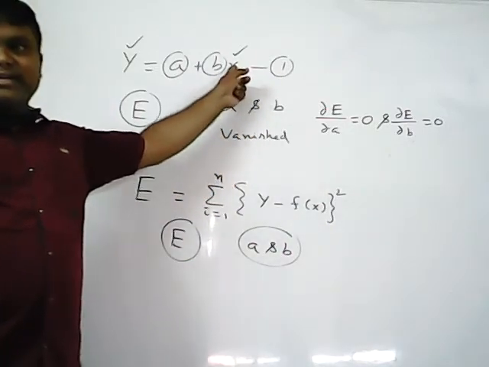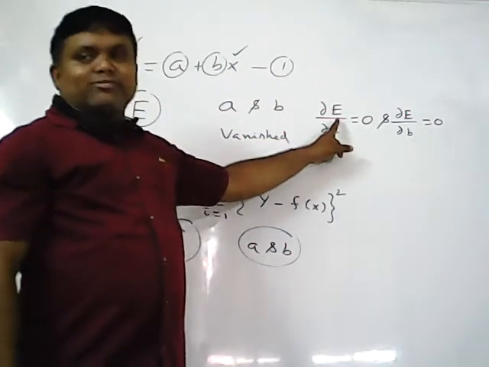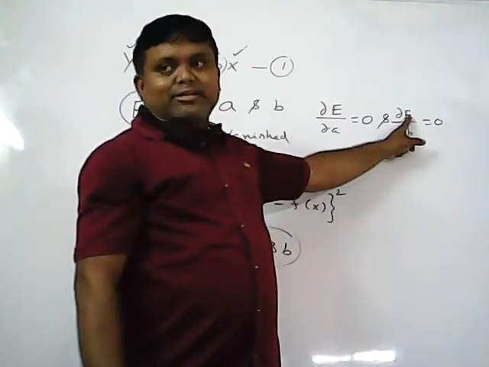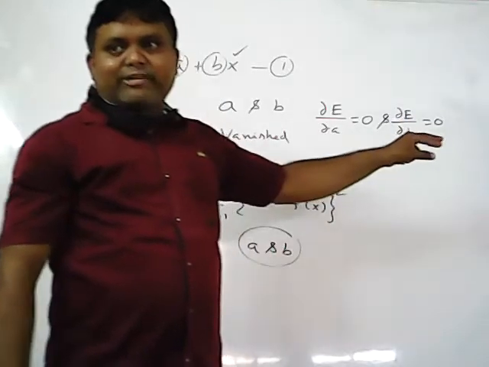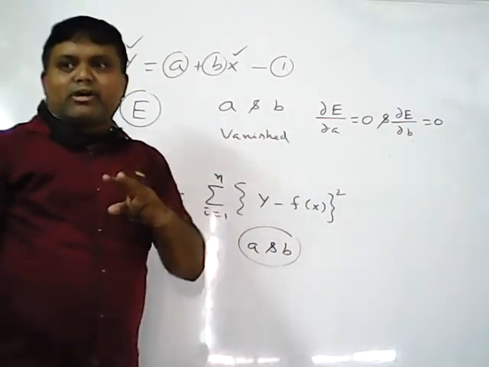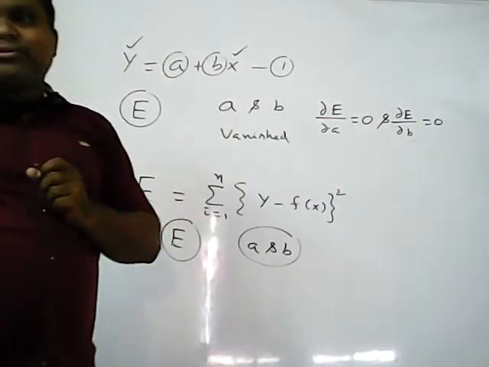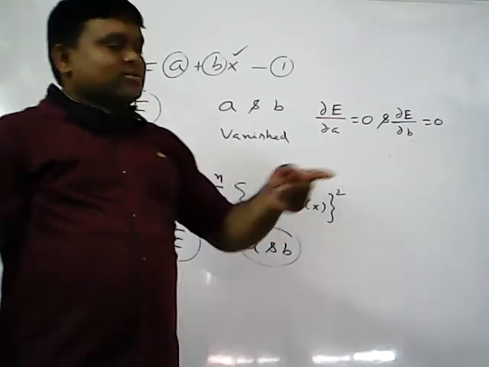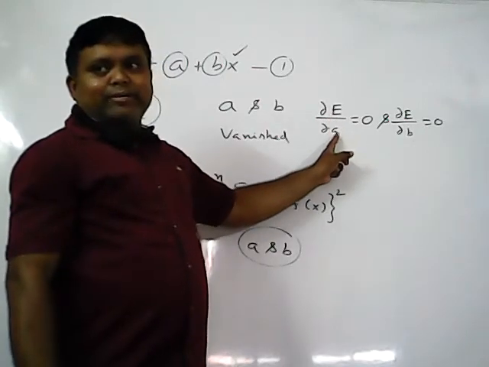So what are the constants here? A and B. And if you consider first one, dou E by dou A equal to 0, simplify that, you will get one equation. After that you will consider dou E by dou B equal to 0, you will get one more equation. If those equations are solved, then automatically you will get the A value and B value. Those equations are called normal equations of the straight line. Okay. So first what I will consider? I will consider dou E by dou A equal to 0.